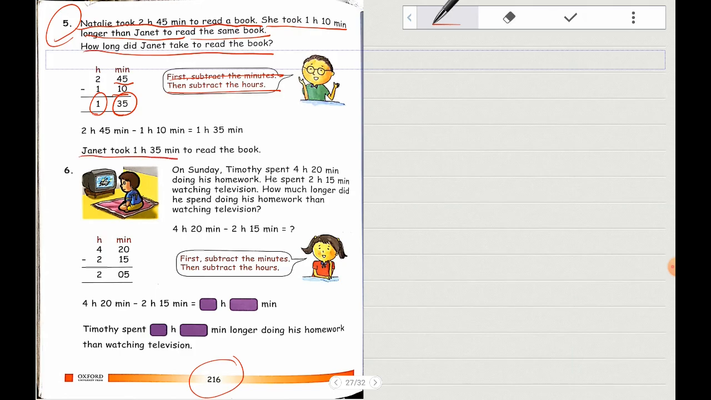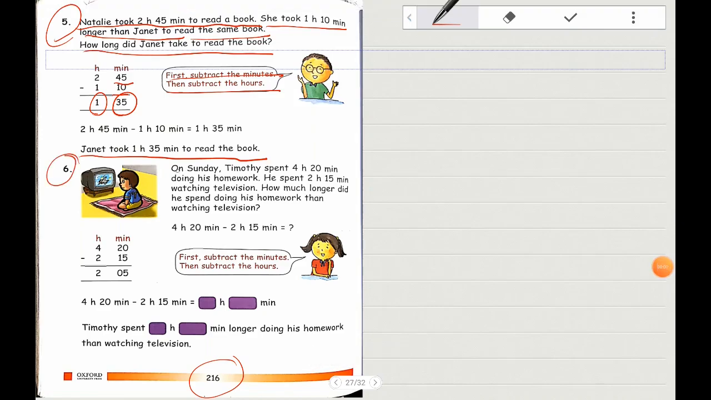So Janet took 1 hour 35 minutes to read the book. Question number 6. On Sunday, Timothy spent 4 hours 20 minutes doing his homework. He spent 2 hours 15 minutes watching television. How much longer did he spend doing his homework than watching television?